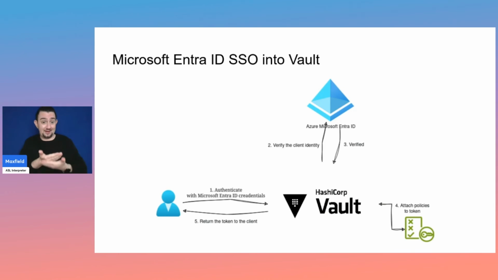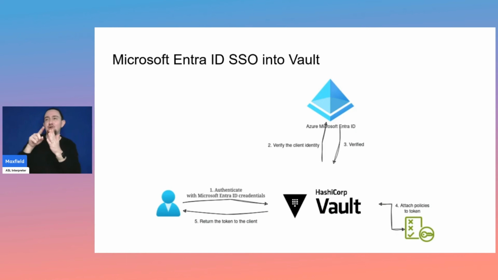How would the user actually use this authentication method? Users attempting to access HashiCorp Vault are redirected to Azure AD for authentication. Upon successful login, Azure AD issues an identity token. This token is then presented to Vault, which validates it and grants access based on the configured policies. This flow is also available in the diagram you are able to see.